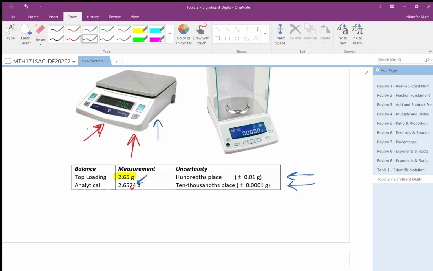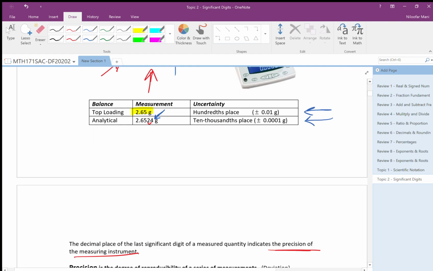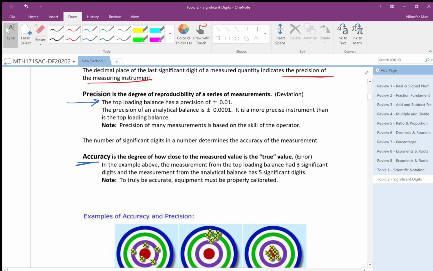Okay, if you use this one, it shows you 4 digits after the decimal, but maybe they are a little bit different from each other, so we can say how precise they are. If they are close to each other, the precision is high.